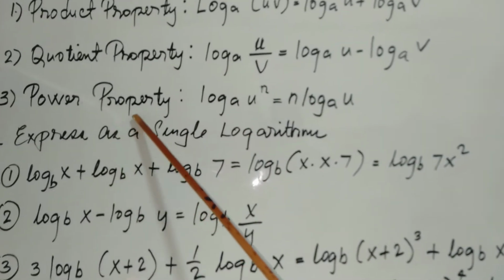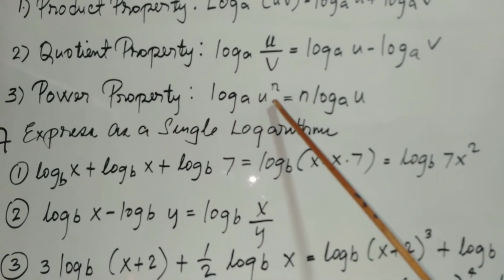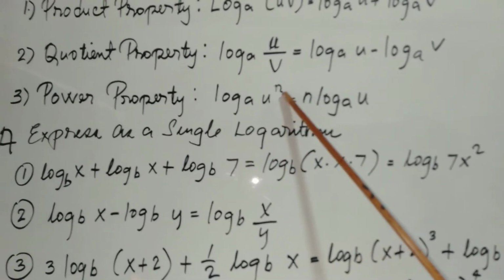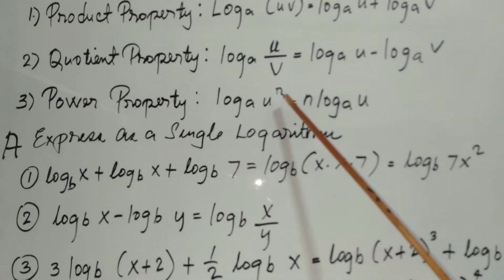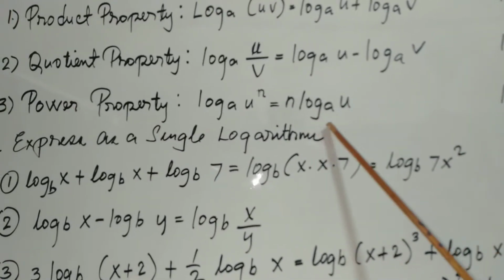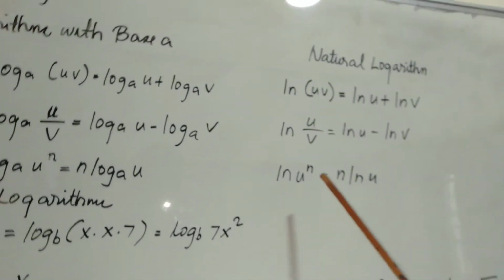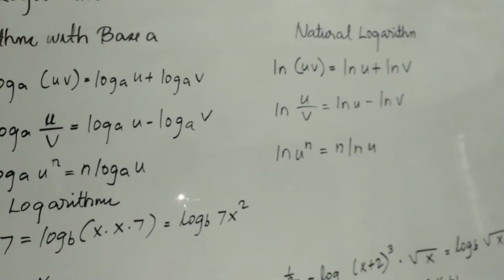So here in the power property, the logarithm with the power n, you just bring down this power, and it becomes n times the logarithm of u with base a. Similar to this natural log, so natural log with base e.